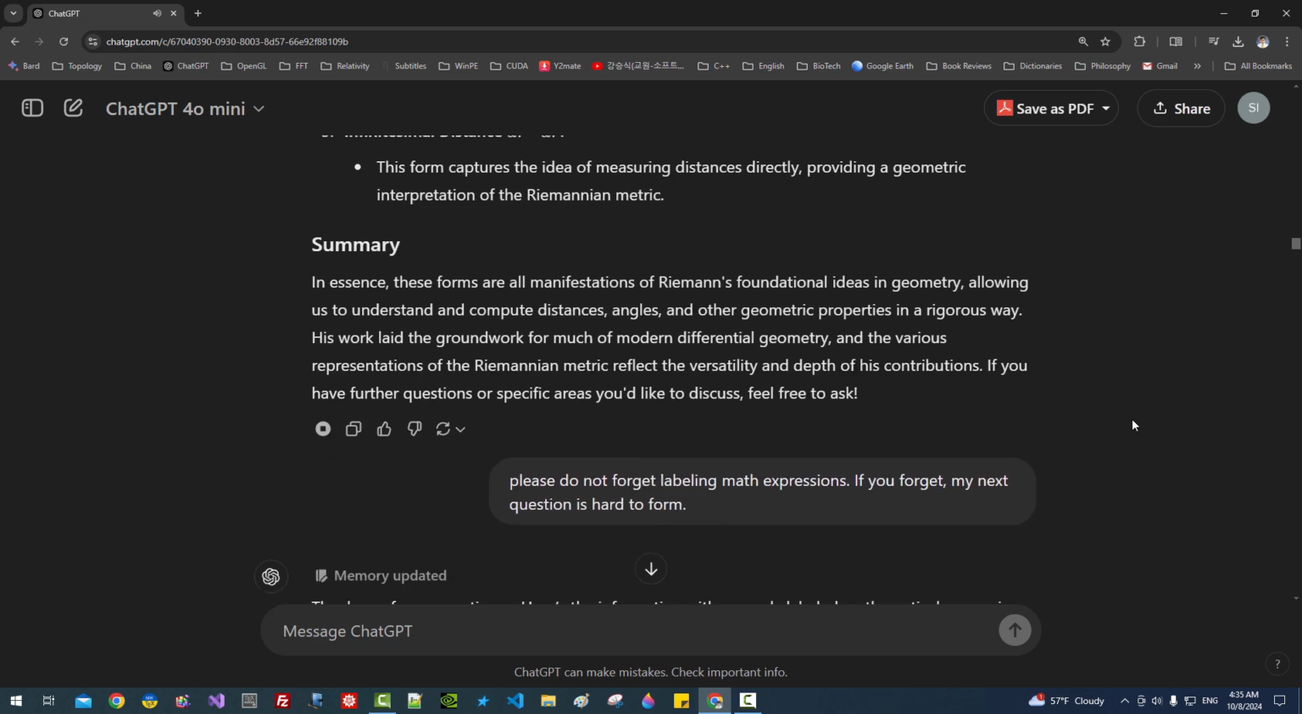Summary. In essence, these forms are all manifestations of Riemann's foundational ideas in geometry, allowing us to understand and compute distances, angles, and other geometric properties in a rigorous way. His work laid the groundwork for much of modern differential geometry, and the various representations of the Riemannian metric reflect the versatility and depth of his contributions.